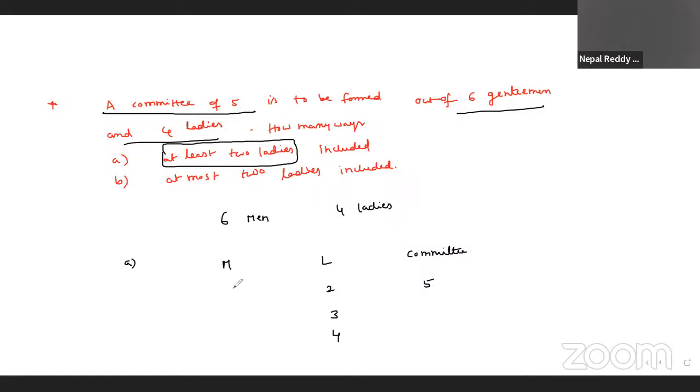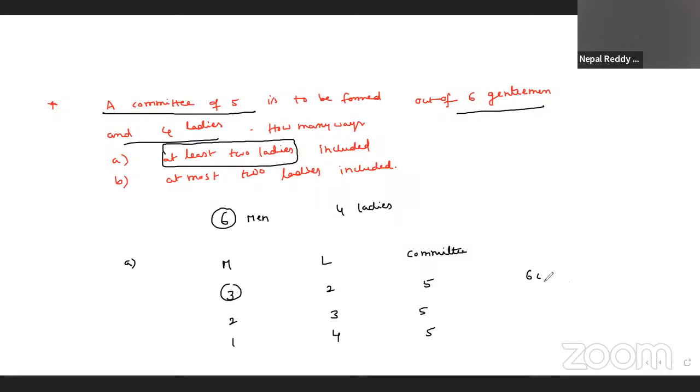When you select 2 ladies as minimum, then men should be 3. When you select 3 ladies, men should be 2 members. And when you select 4 ladies, you have to select only 1 gentleman. So it gives a committee of 5 members. So out of 6 persons, you have to select 3.